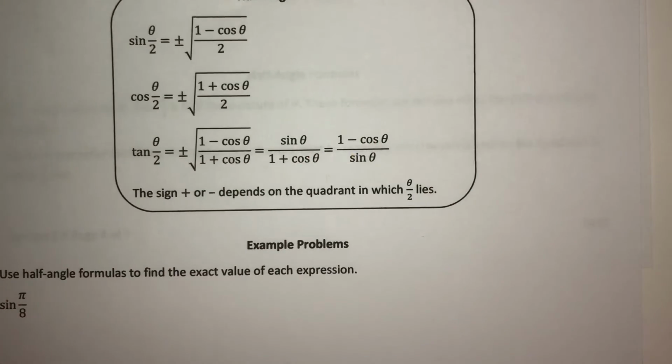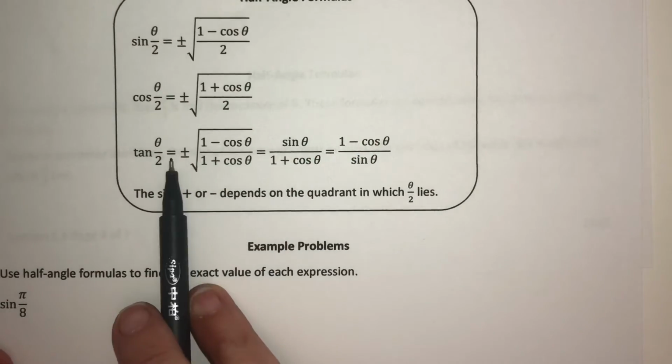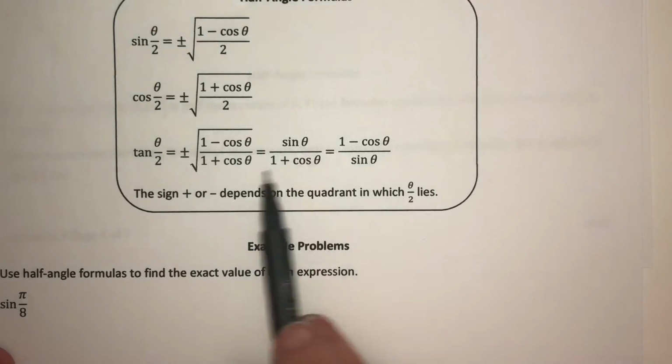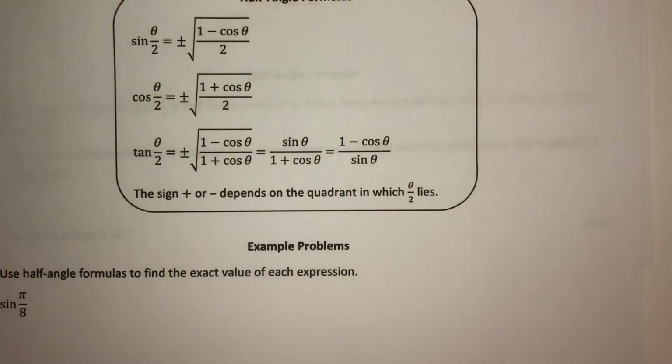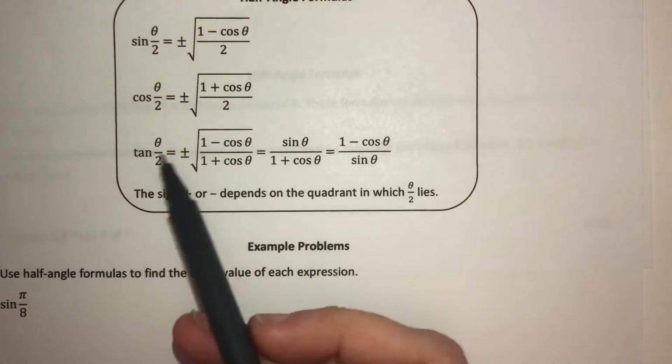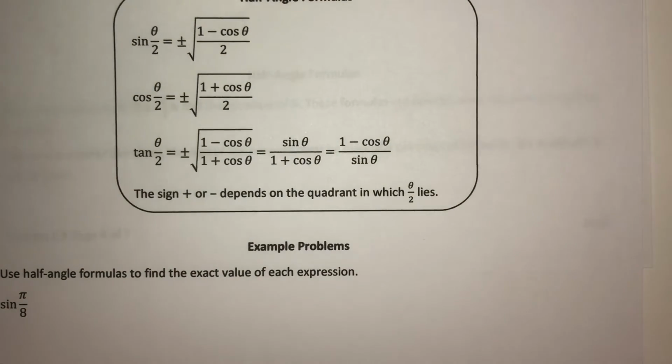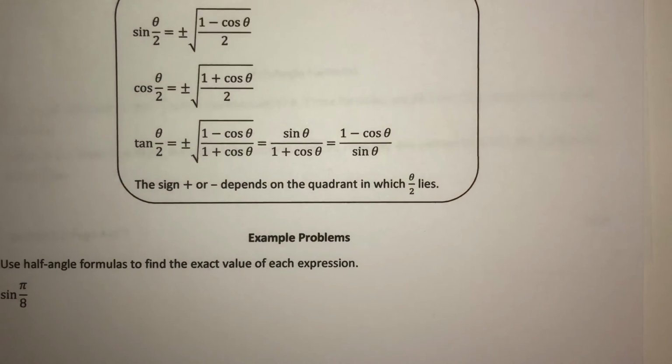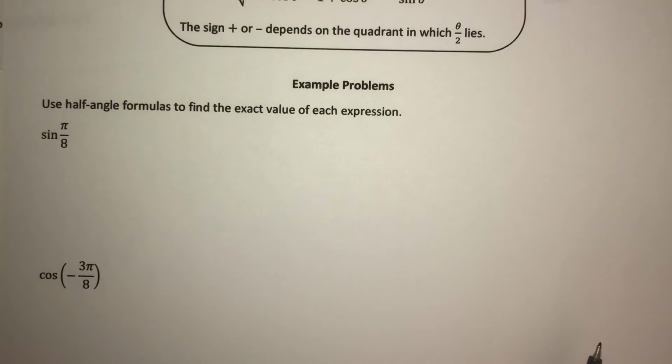Okay? And then tangent of theta over 2, we have a version with plus or minus, but then we can also do the divisions and then our signs will be corrected and so on and so forth. So we have some options that don't involve the plus or minus here. Okay? So let's use these to find sine of pi over 8.